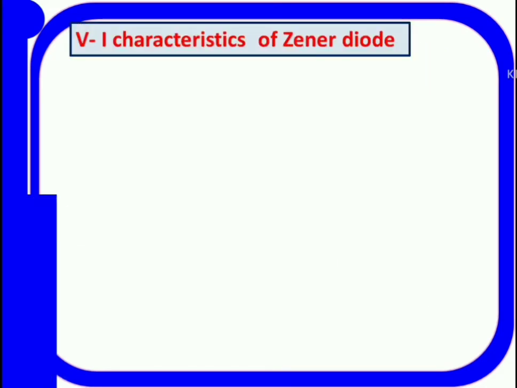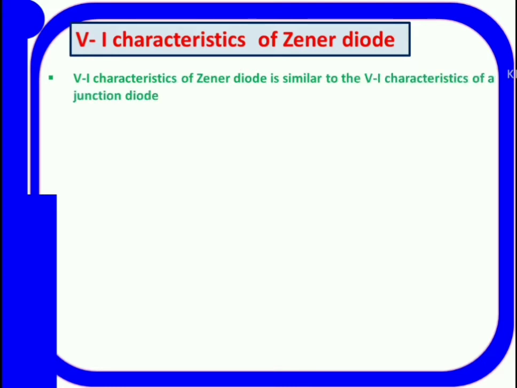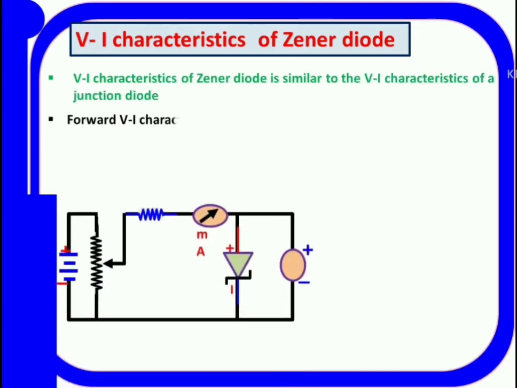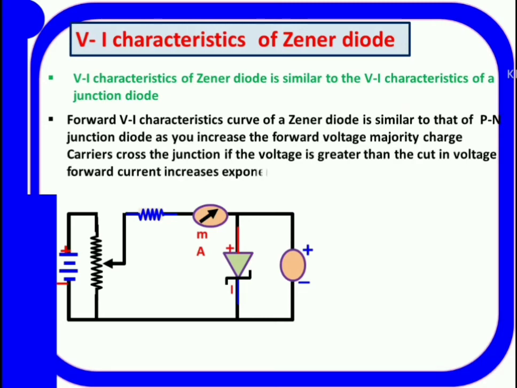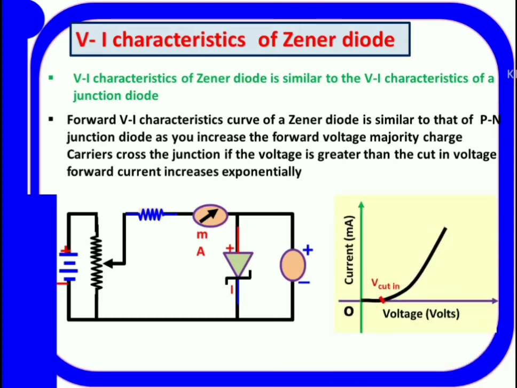Next, VI characteristics of a Zener diode. VI characteristics of a Zener diode are similar to the characteristics of a normal PN junction diode. In forward bias, positive terminal is connected to positive, negative terminal connected to negative. The forward characteristic curve is similar to that of a normal junction diode. As you increase the forward voltage, majority charge carriers cross the junction, and if the voltage is greater than the cut-in voltage, then forward current increases exponentially to a large value. This looks the same as that of a PN junction diode.